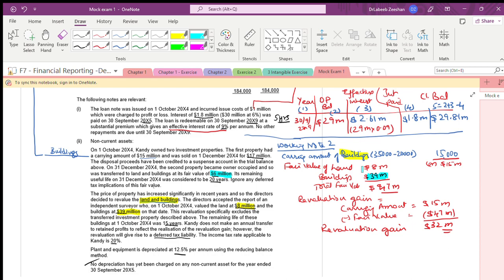So direct revaluation, the value accepted is this much. The value of buildings in the revaluation specifically excludes the transferred investment property. The remaining value of the buildings is how much? The remaining life of the buildings is 15 years. They have not included this, which means we have to include it. The revaluation specifically excludes the transferred investment property.